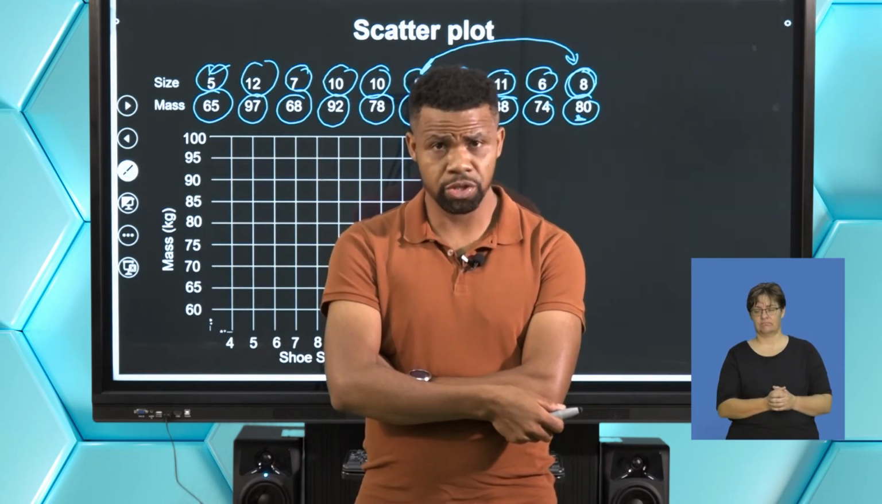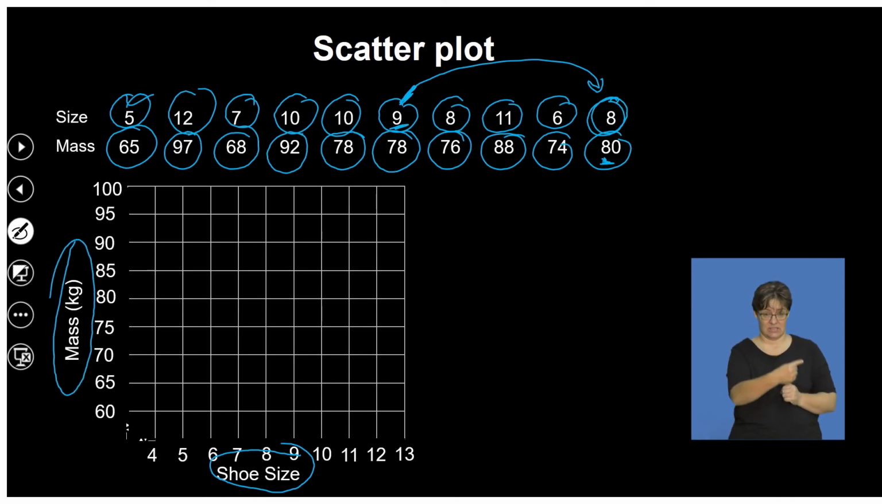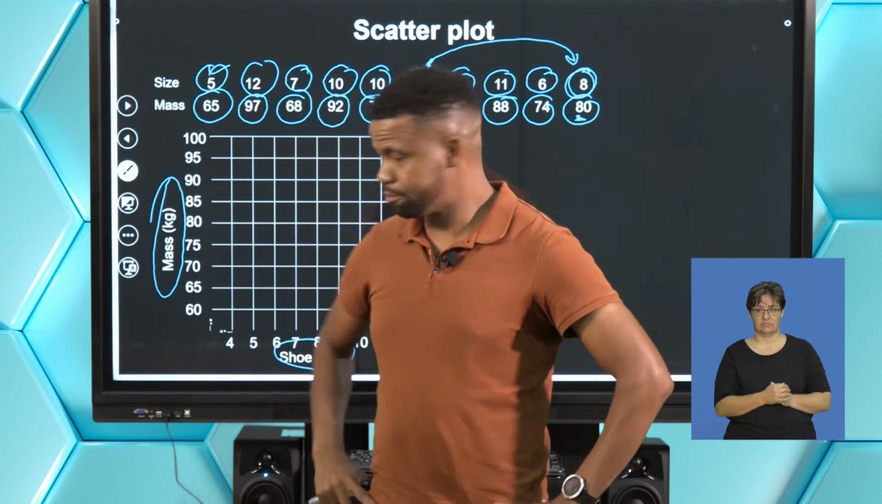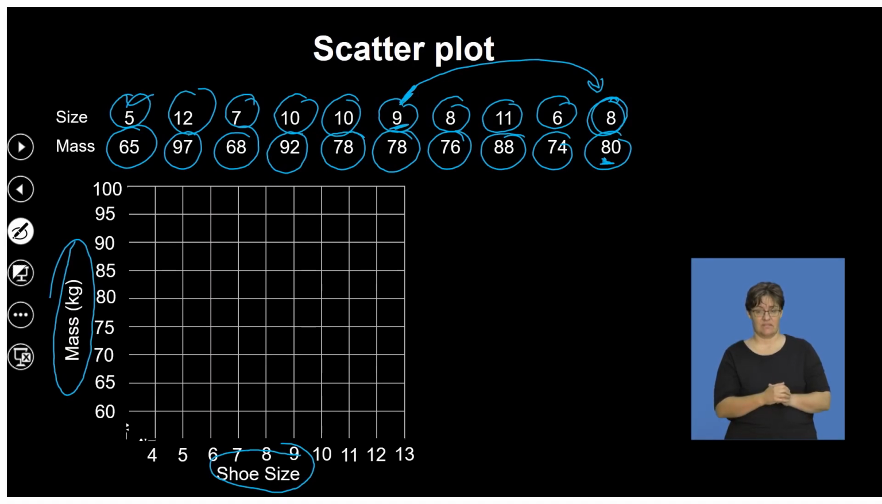So let's draw the scatter plot. On our x-axis, we have the shoe size. On the y-axis, we have mass, which is in kilograms. This is what we're going to do. Size 5, we're going to put size 5, 65.